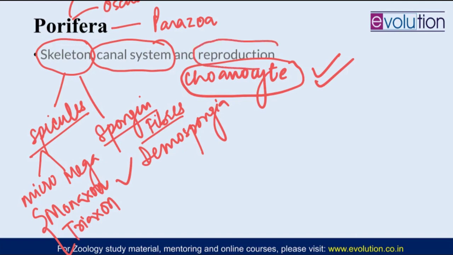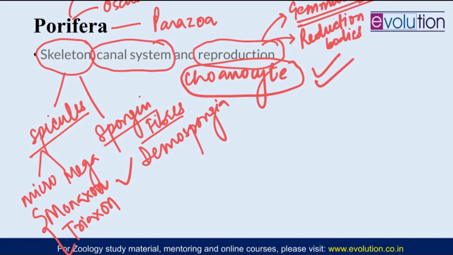And then comes reproduction, both sexual as well as asexual reproduction. Here you have to really remember the diagram of gemmule and how they are formed, and you also have to remember the reduction bodies, and a comparison between the two is something you should be doing. These are both under asexual reproduction. The sponges can form gemmules or they can form reduction bodies also.